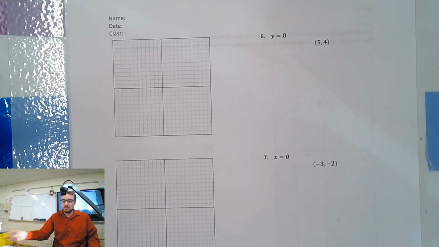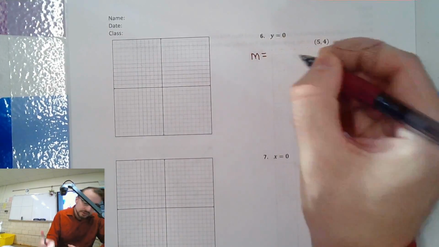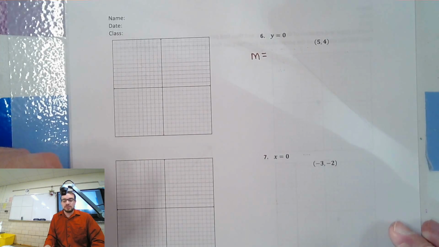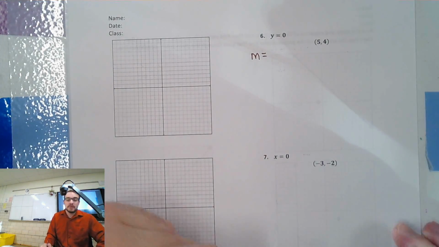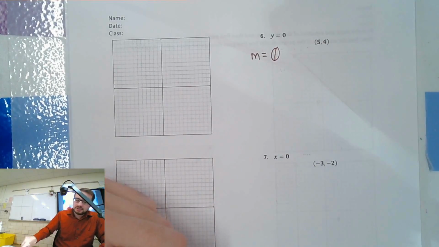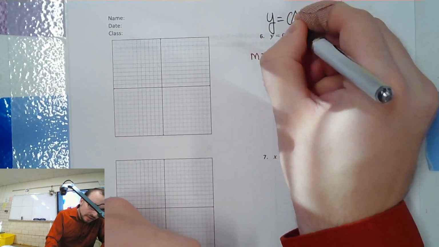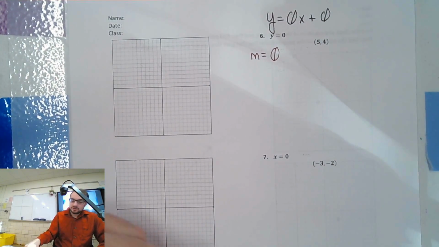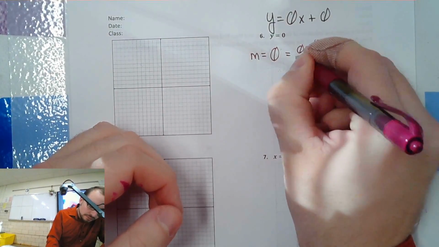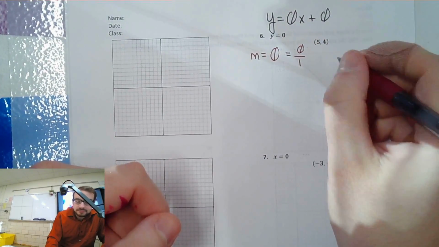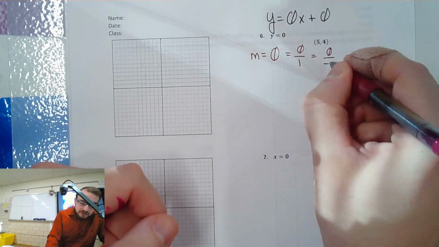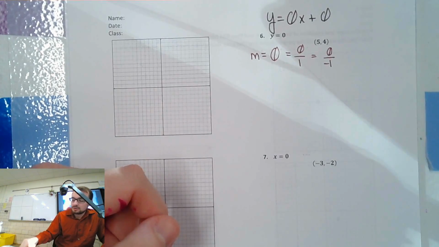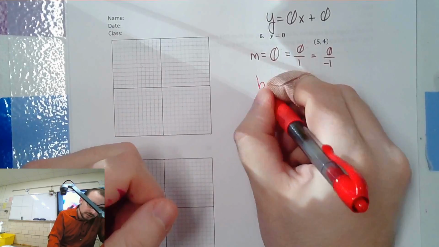Number 6, what is our slope? These are the ones that are weird. What's the slope for number 6? It's 0. Another way to write this would be y equals 0x plus 0. Okay. So a slope of 0 is the same thing as go up 0, go to the right 1. Also the same thing as go up 0, go to the left 1. That's interesting. What's our y-intercept? Also 0.